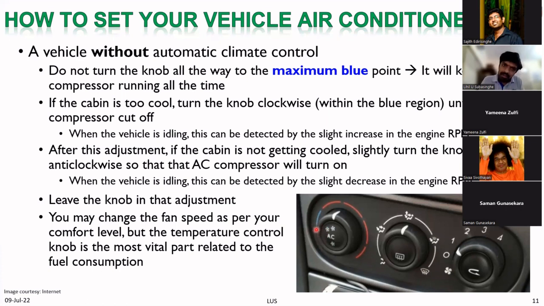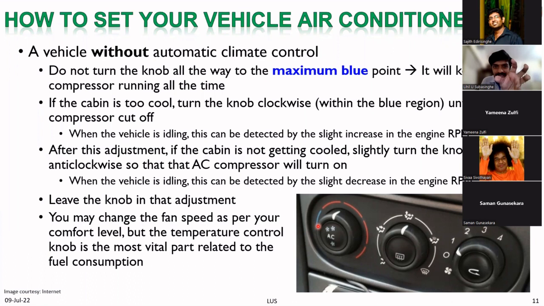Try it: start rotating clockwise from the blue region, slightly. You can test this while the vehicle is stationary, not while traveling. Keep the vehicle stationary with the engine on, and rotate it clockwise little by little. When it is on the leftmost point, the compressor is running, the AC is on. At one point, as you rotate it little by little, you can feel that the compressor switches off.